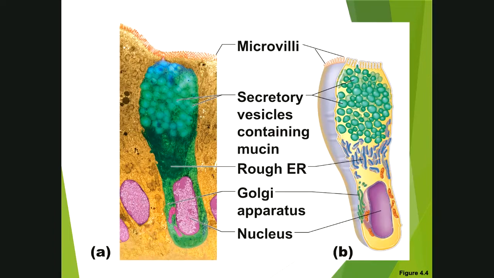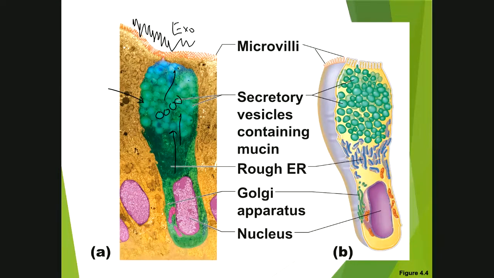Here's what a picture looks like, but here's an actual photograph. And see these little bubble-like things? Those are vesicles containing mucus. They're made down here, and then they go all the way to the surface, and then the mucus is released to the outside. So again, these are exocrine glands.